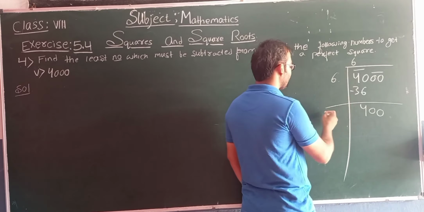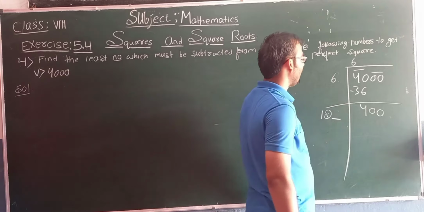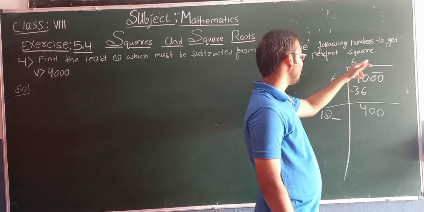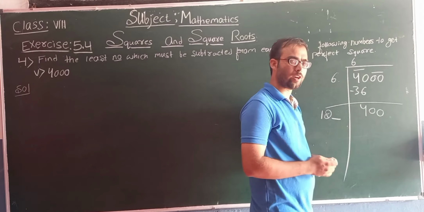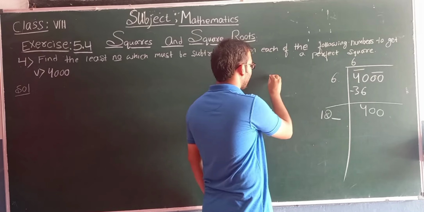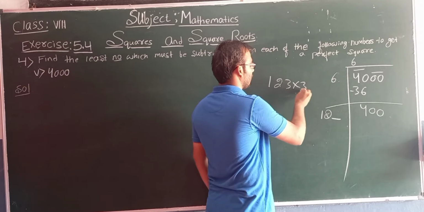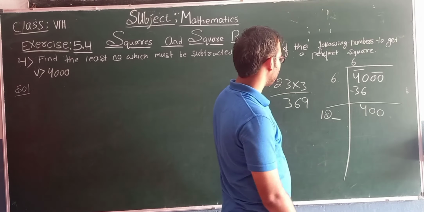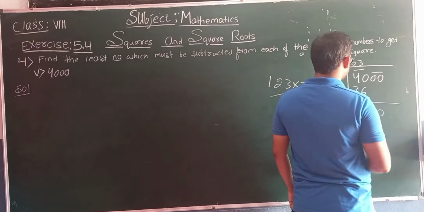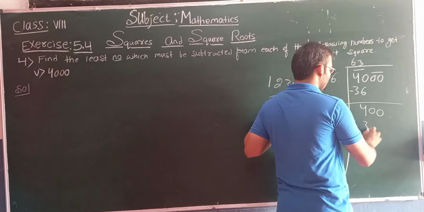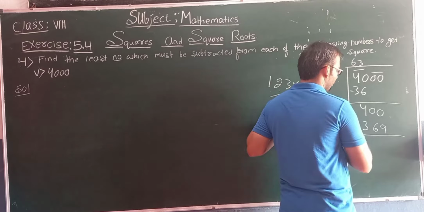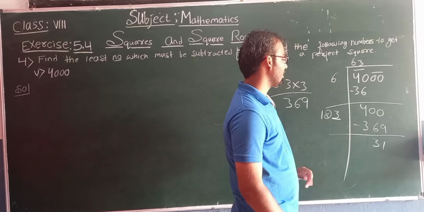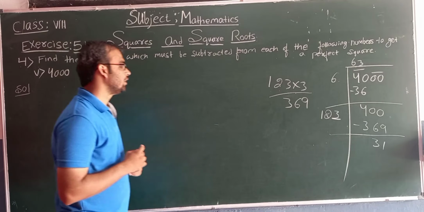Okay, now double the quotient. Put a blank. So now what we need to do? We need to fill this blank with a digit. When we multiply this one with the new digit, we have to get 400 or lesser than 400. Let us fill this blank with 3 and see. So when we fill this blank with 3, what are we getting? 369. 400 minus 369 is what? 31. Okay, so what is the remainder here? 31.